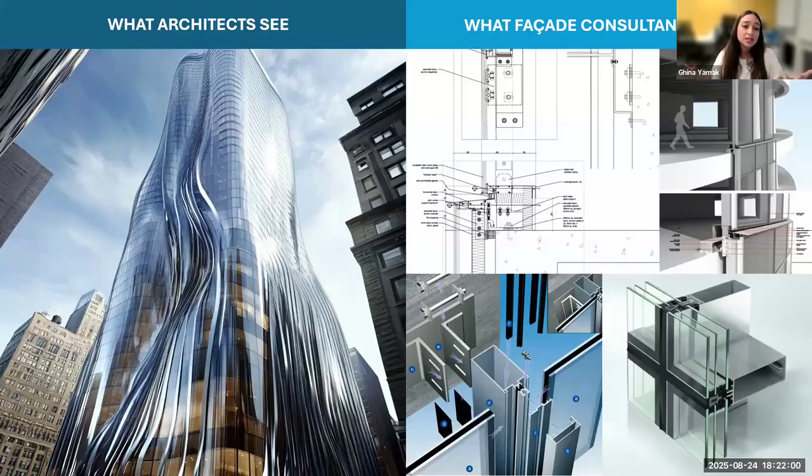So what architects see: beautiful facade, complex geometry. The more complex, the more curves, the more layers they have, the better. What we see is what is actually going to be executed on site: the detailing, the installation process, the manufacturing process, the manufacturing source.